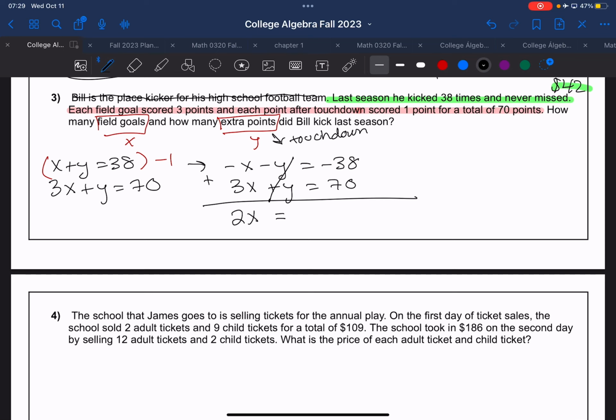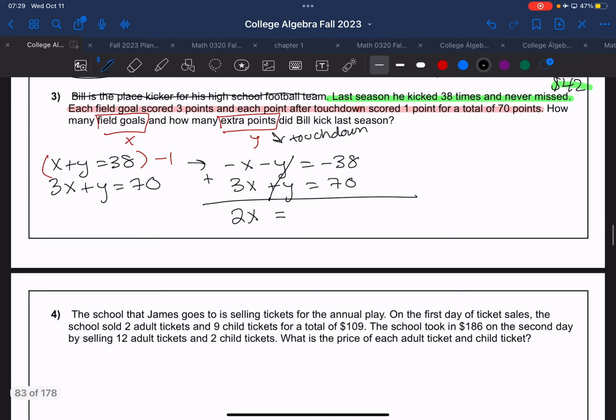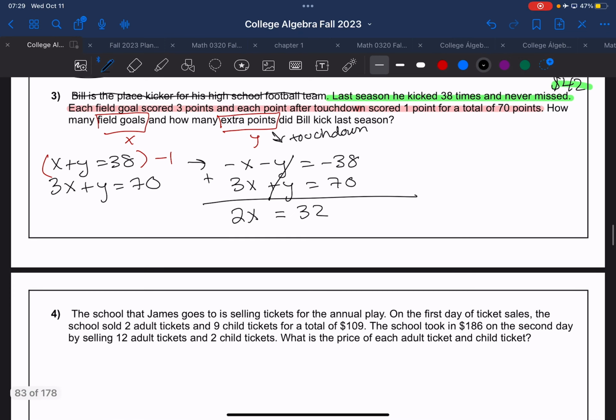32. 32. Yeah, that sounds better. 32. Okay. So then we divide by 2 and we get x is equal to what? 32 divided by 2 is 16.